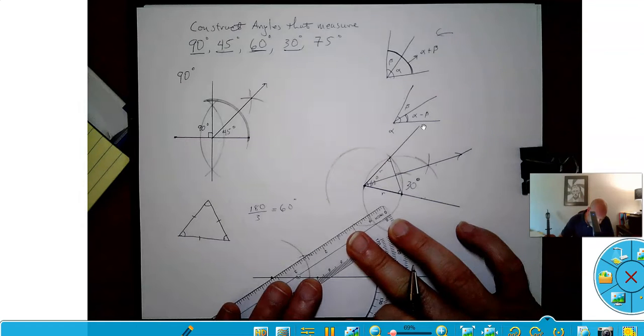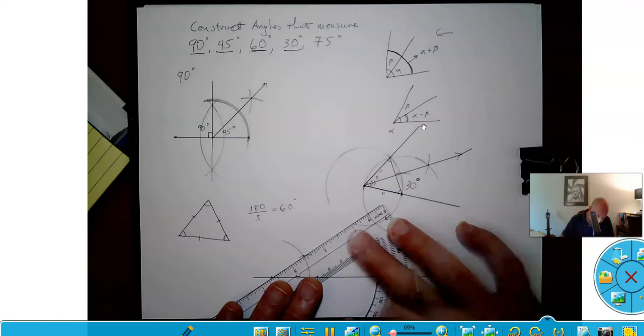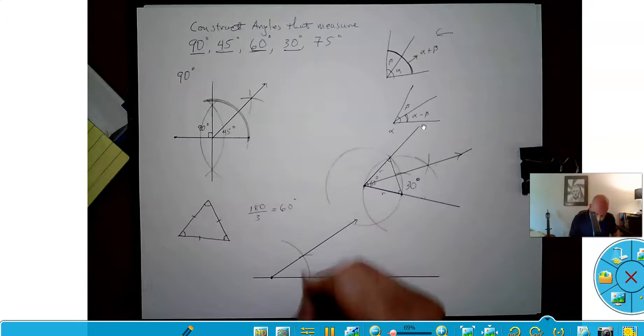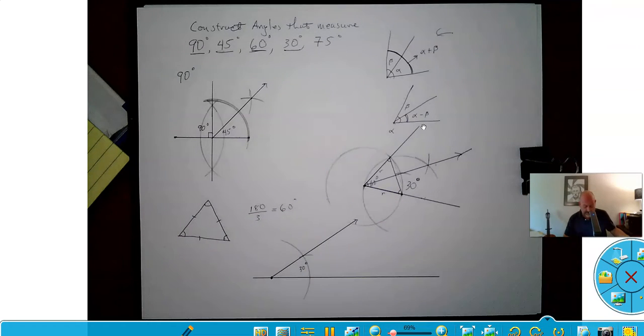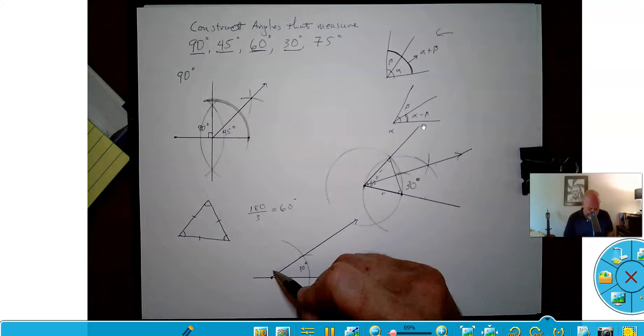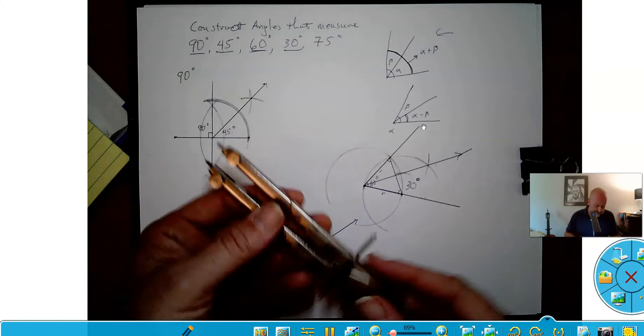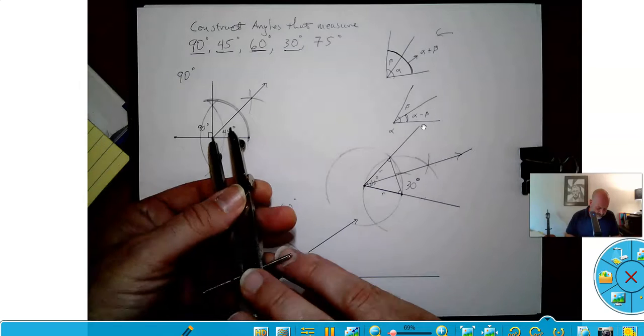I feel like I'm running out of room here. There's never enough room for math. I'll tell you what. Okay, so now I have 30 degrees. And so the next goal would be to copy the 45-degree on top of that. So that's what we're going to do next. We're going to copy the 45-degree angle. So let me open this thing back up.